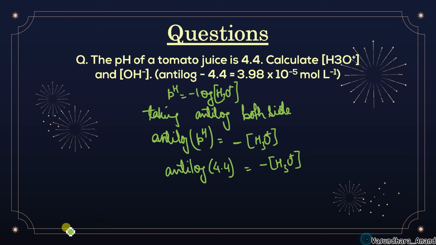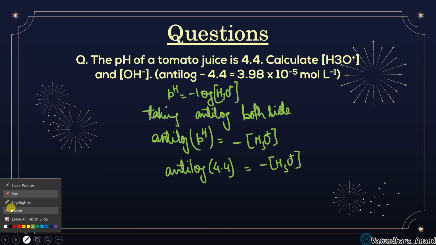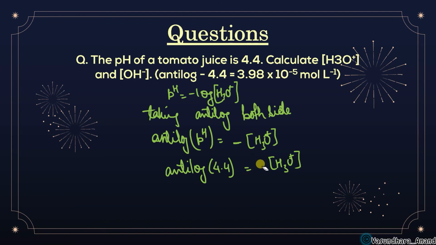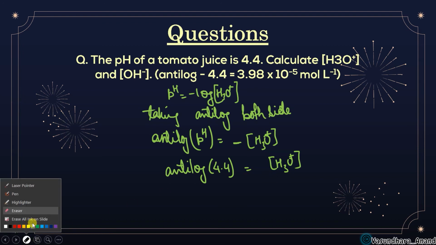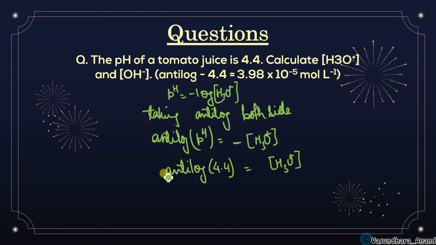So what can we do? We can just move the minus from here to this side. So it is minus anti-log 4.4. This is the value given here, isn't it? So just write down: H3O plus is equal to 3.98 into 10 to the power minus 4 mole per liter.